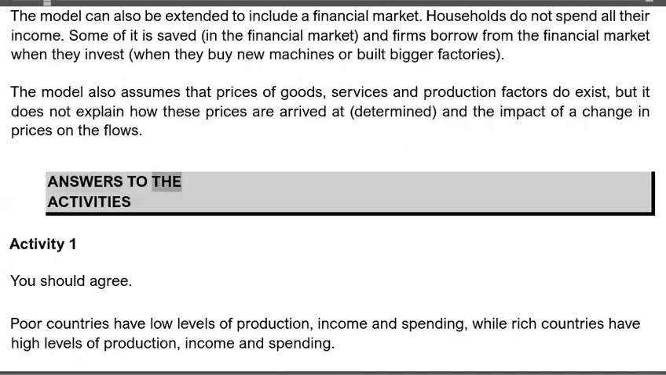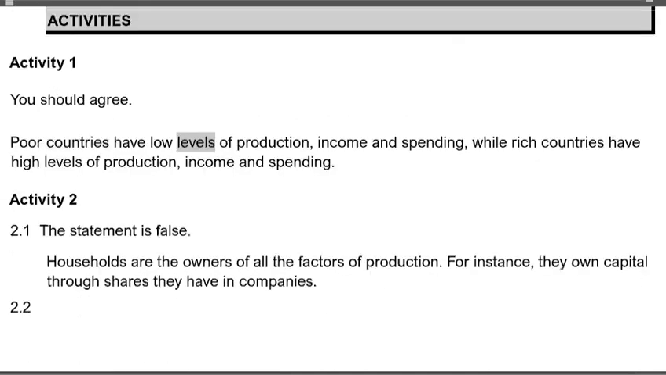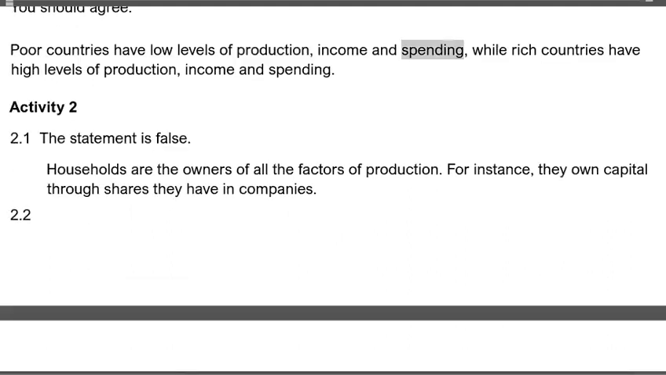Answers to the activities. Activity 1. You should agree. Poor countries have low levels of production, income and spending, while rich countries have high levels of production, income and spending.